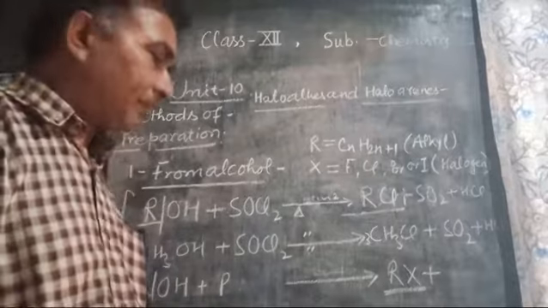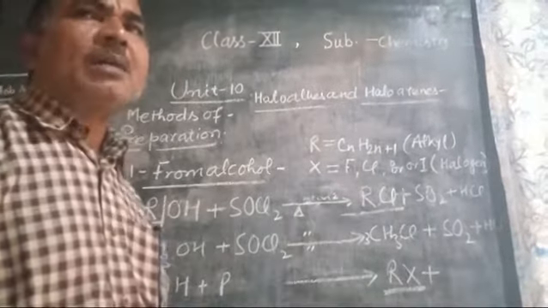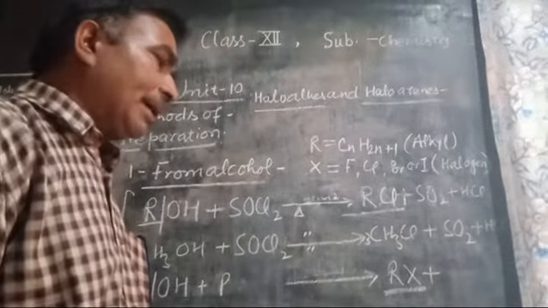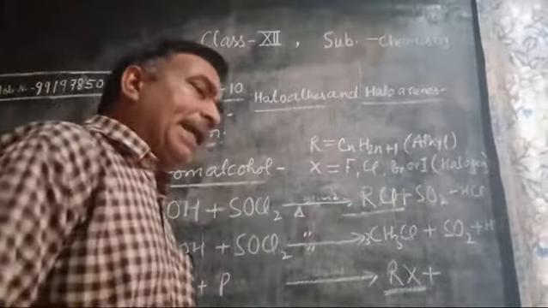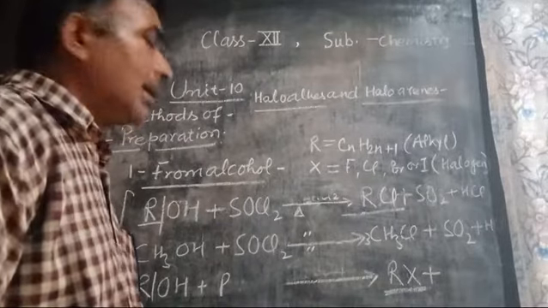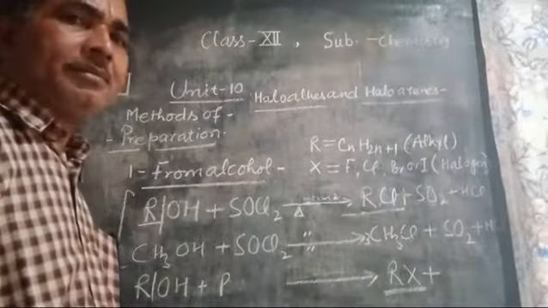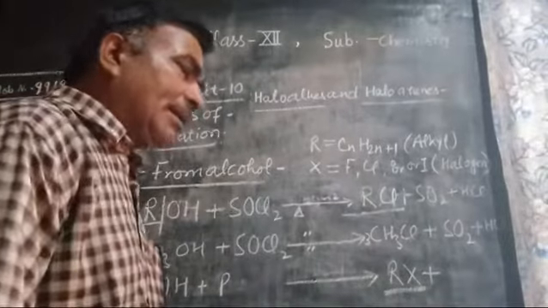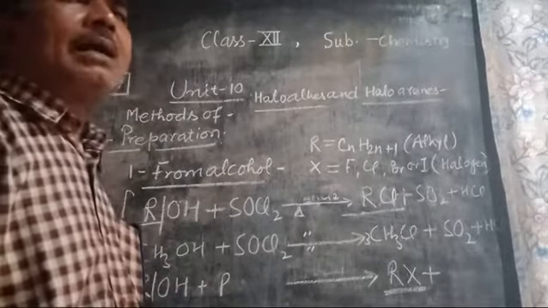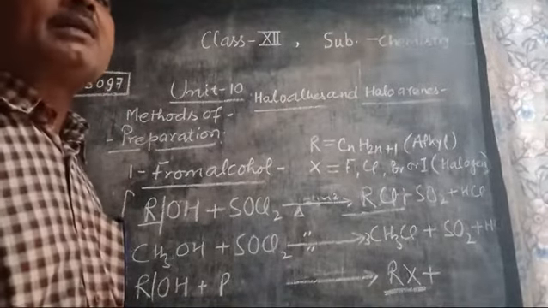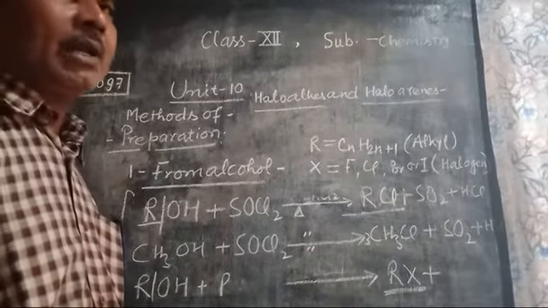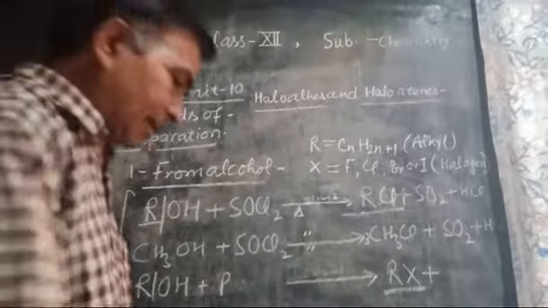Now the next, from hydrocarbon. From hydrocarbon, how are haloalkanes obtained? Hydrocarbons are of two types, saturated and unsaturated. Saturated hydrocarbon and unsaturated hydrocarbon both take part in chemical reactions with halogens and form the corresponding haloalkanes according to the following reactions.